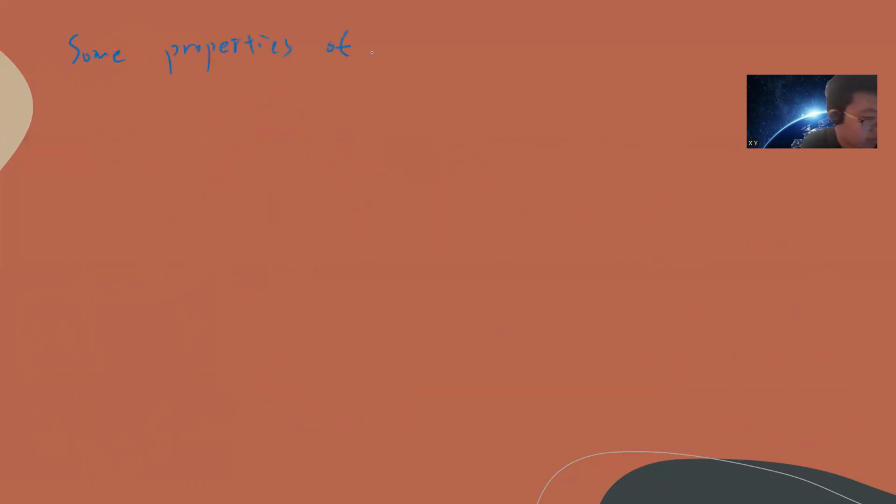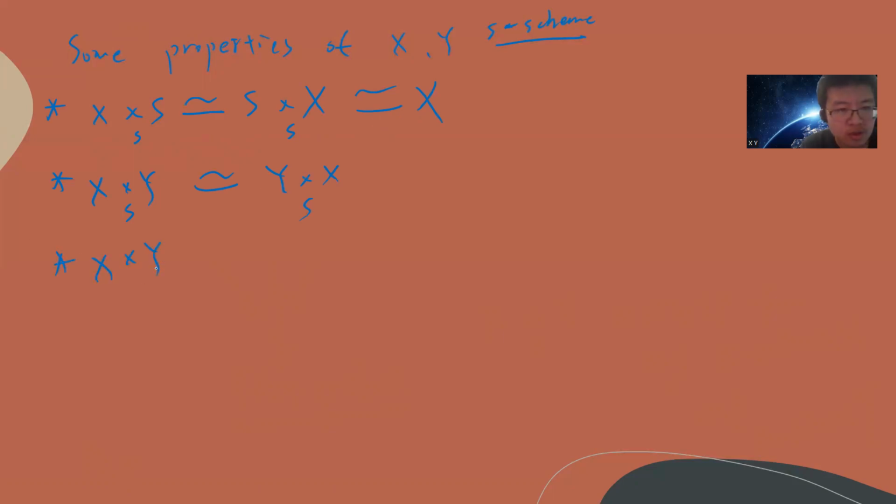The properties of S-schemes. Probably not obvious, but if you take a scheme X with S, then X fiber product S over S is the same as X. This is almost the same as if you take an abelian group and tensor with Z, you get the same group. Also it's commutative, and it is associative. These are all non-trivial facts.